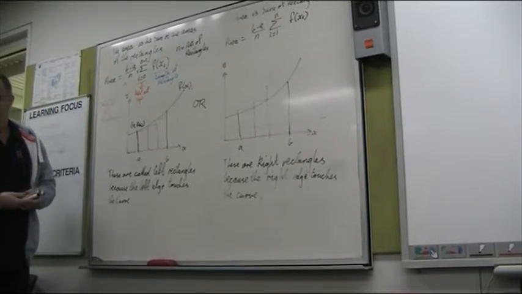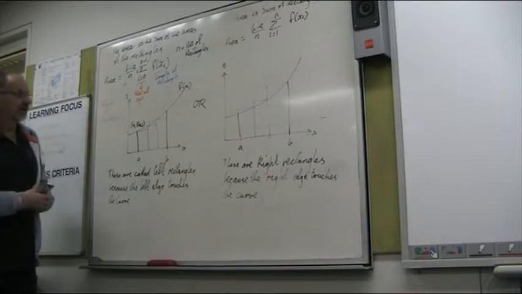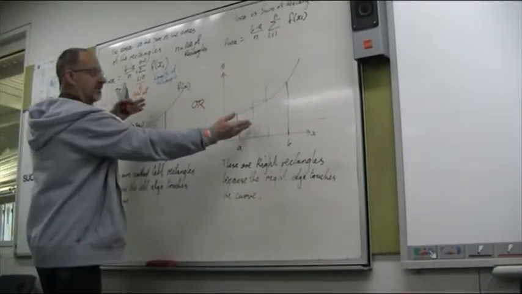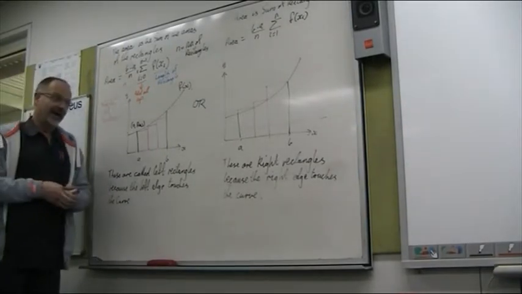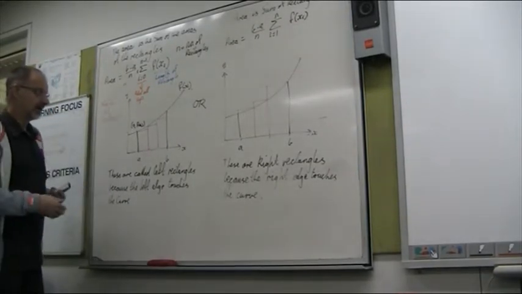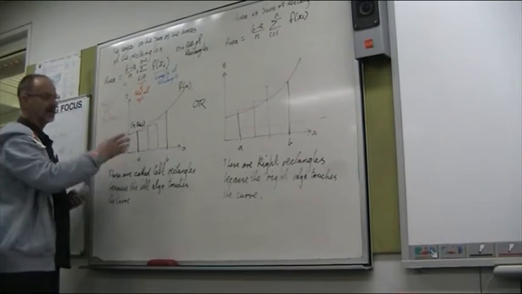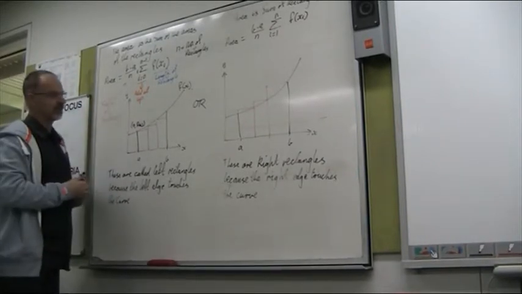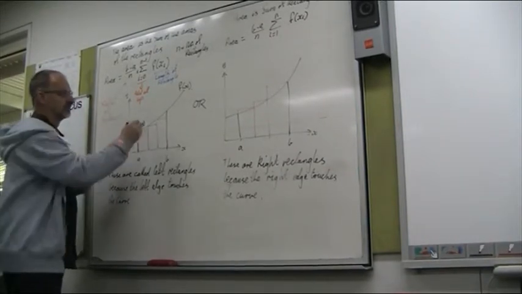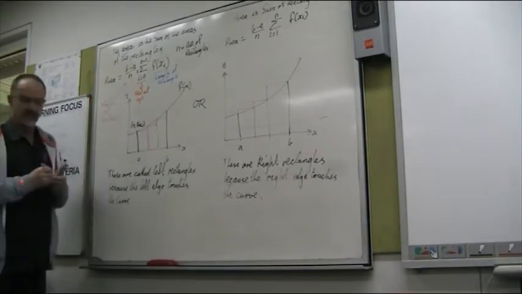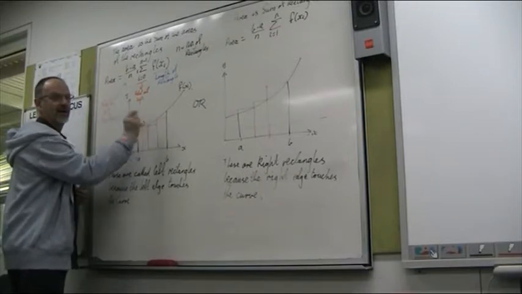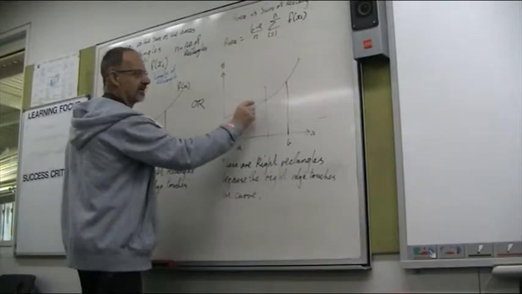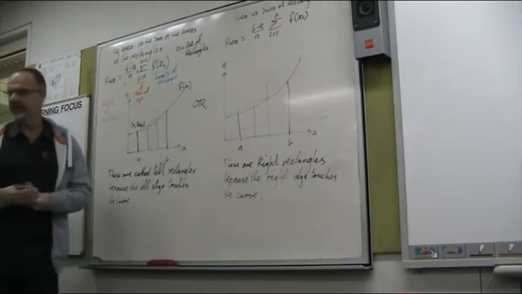All right, the actual area is going to be somewhere in between those two. And the more rectangles that you make, the closer you're going to be to the actual value. The more rectangles you make, the smaller this area here that you're short, or the smaller this area here that you're too big.